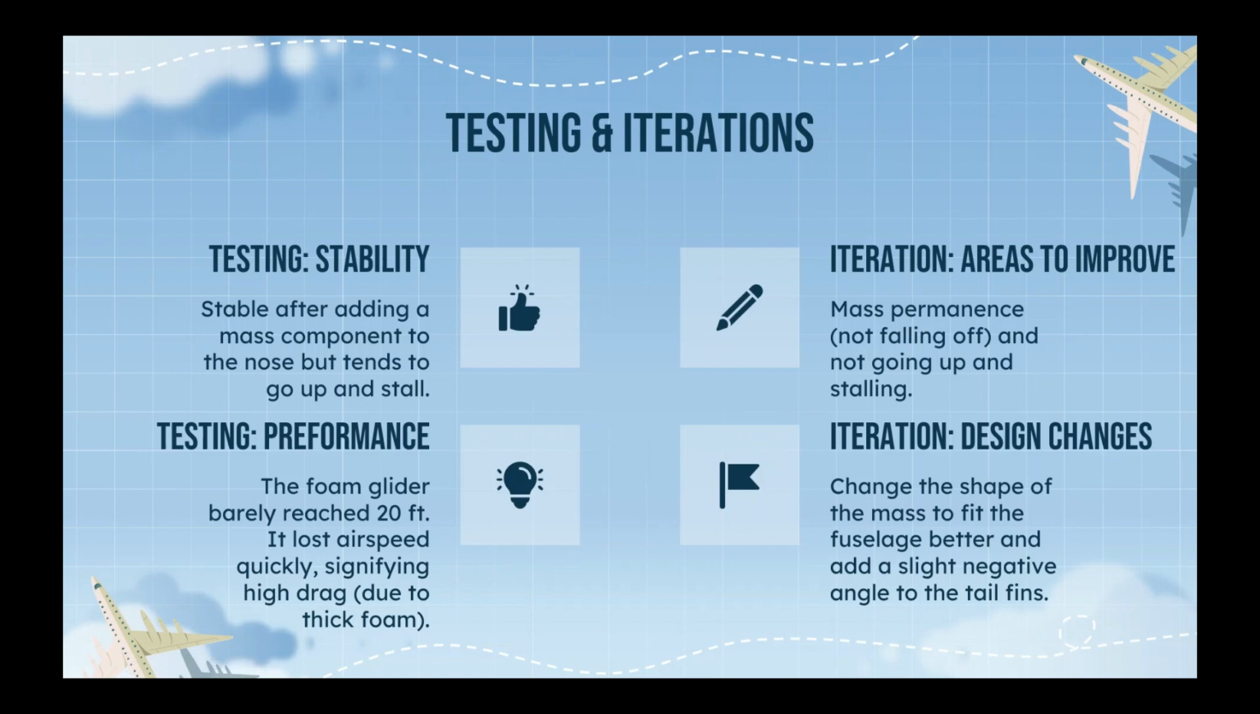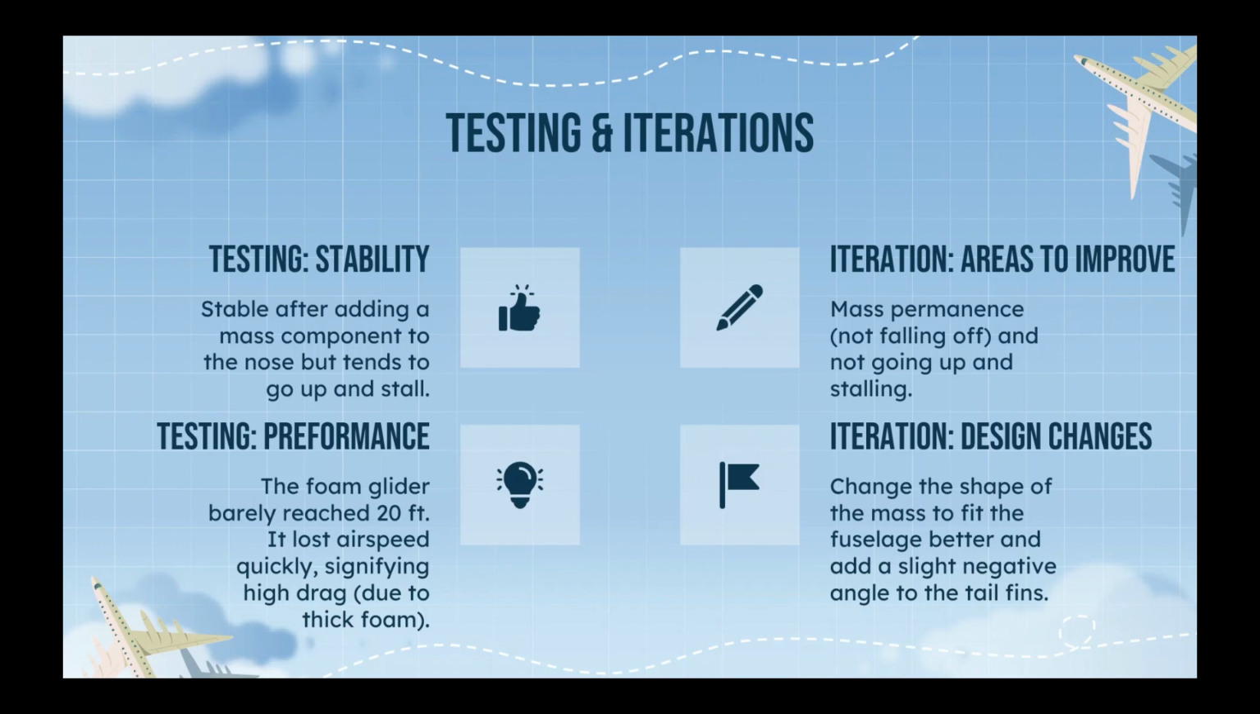Testing and iterations. Testing stability: stable after adding a mass component to the nose, but still tends to go up and stall. Iterations, areas to improve. Mass performance: it kept falling off, which caused the nose to go up and stall. Testing performance: the foam glider barely reached 20 feet. It lost airspeed quickly due to significant drag, presumably from the thick foam.